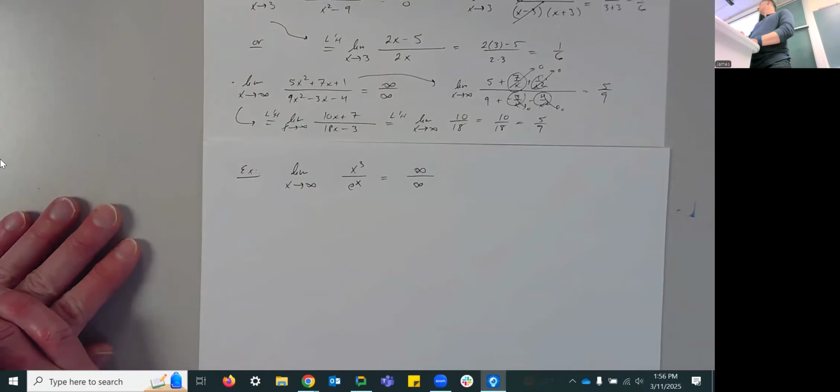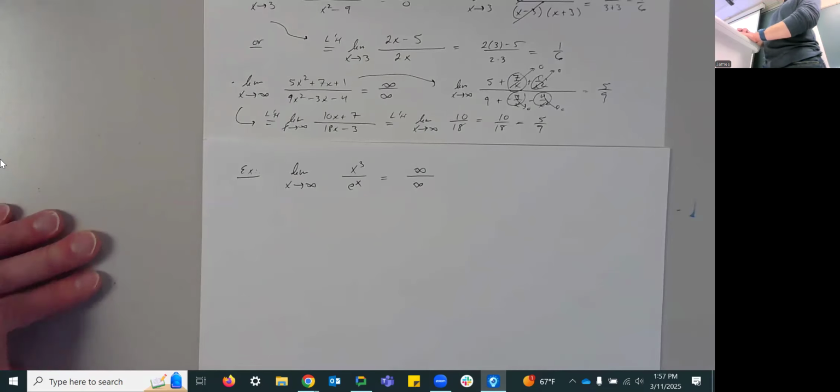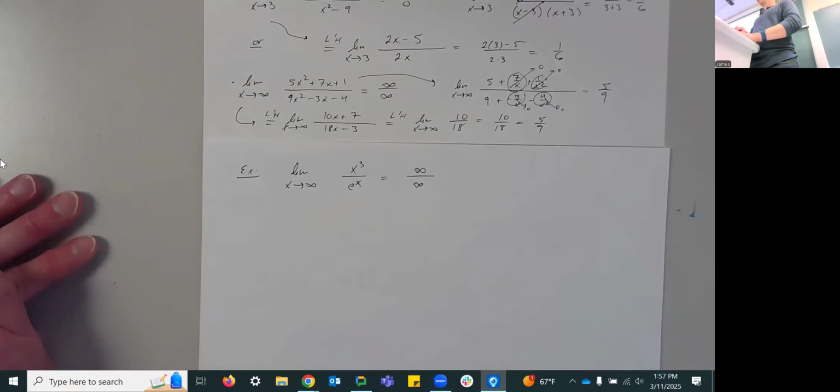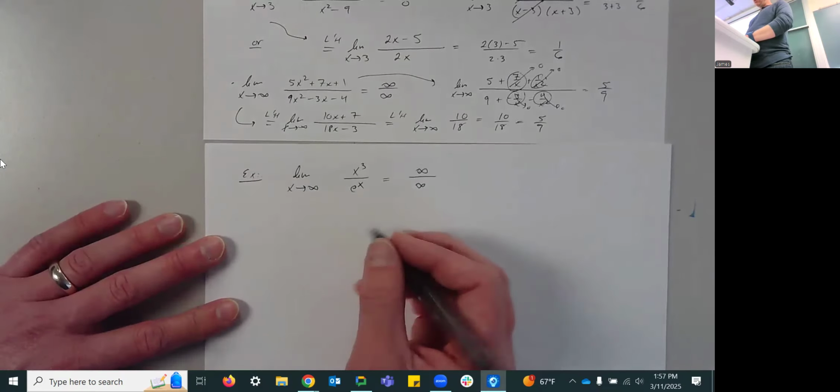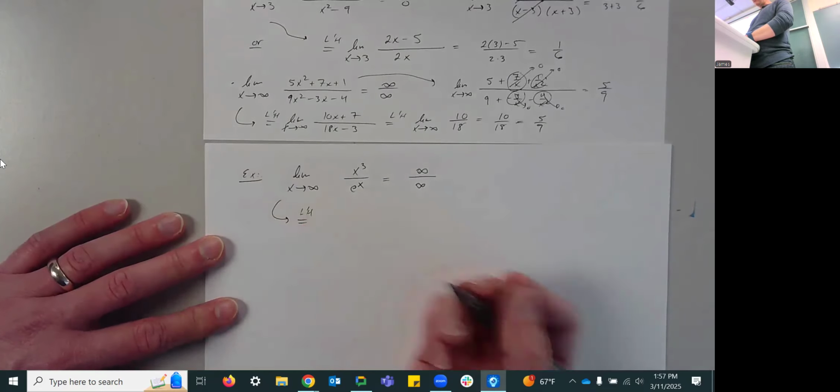I'll remind you, when we have an indeterminate form, the answer can literally be anything. It's often going to be 0 or infinity, but that doesn't mean that sometimes it's not going to be 5 or 3 or 17. So just be on the lookout, right? Anything can happen. But we're going to start using L'Hopital's rule. And here's kind of the process.